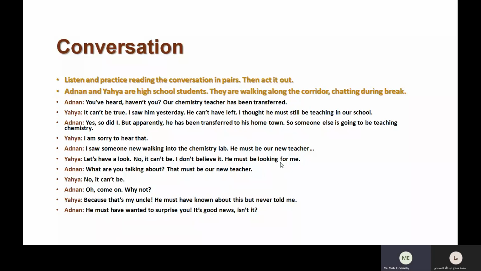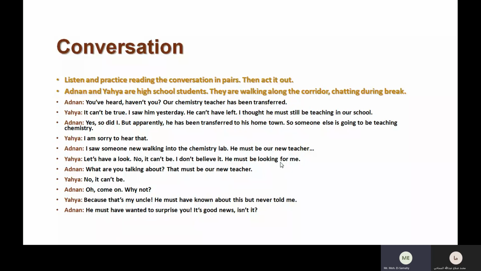Okay, that's the conversation, and now I will choose 2 of you to read it again. Of course, it is easy. The 2 friends are talking about the chemistry teacher. He has been transferred to another school. Yahya can't believe it. It seems that he likes his teacher and he wants him to stay. Okay, he wants him to stay.